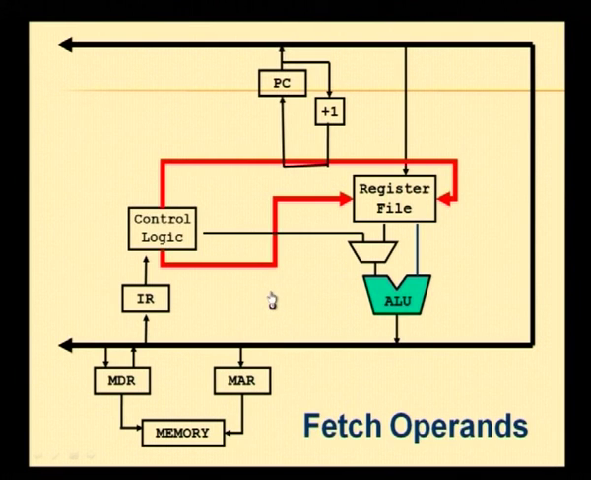If there was a memory operation involved, then in the fetch operand step we would already have evaluated the address. The address would be given to the memory, the data will be fetched from there, and that will be given as the input to the ALU. This is what would happen in the fetch operand step.